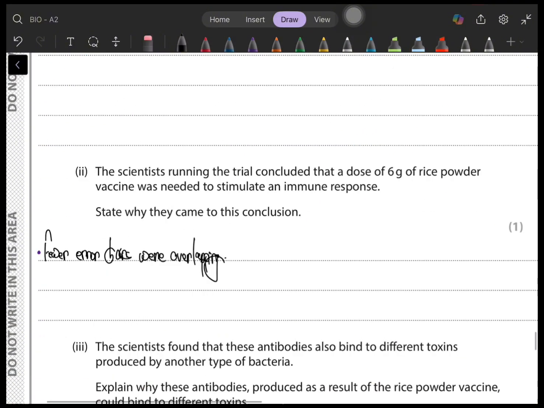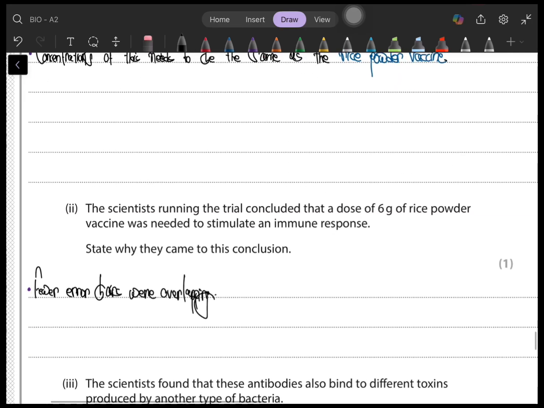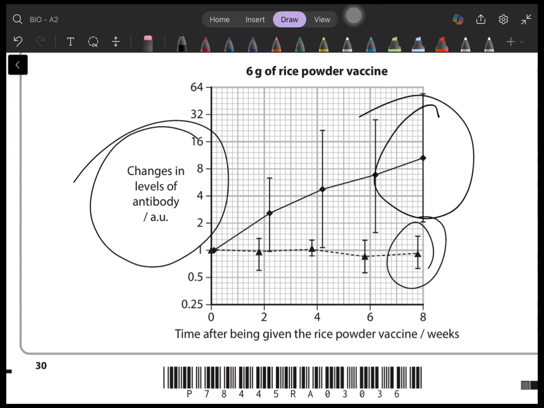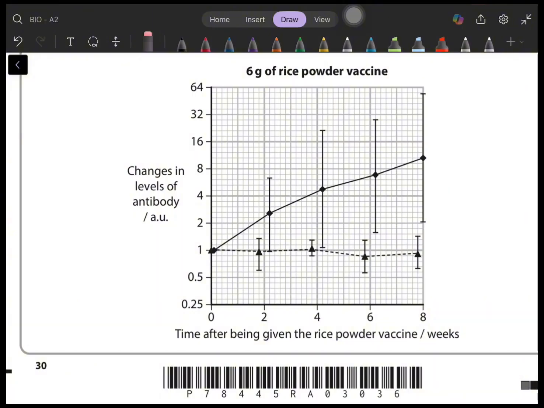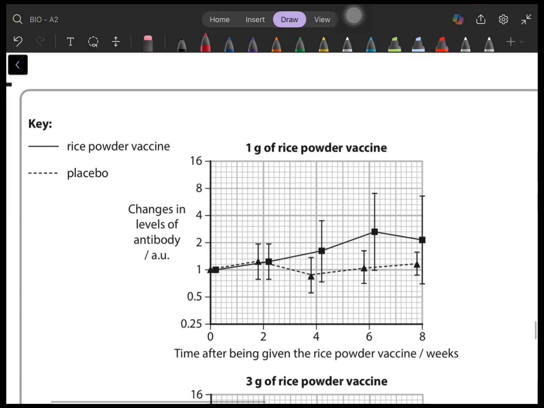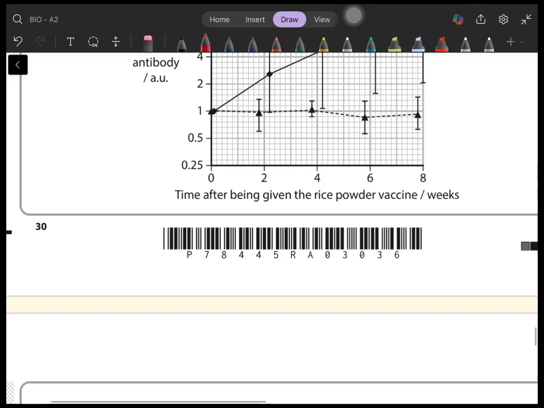rice powder vaccine, right? So the scientists running the clinical trials concluded that the dose of 6 gram of rice powder vaccine was needed to stimulate an immune response, right? Because yeah, you can see that the change in levels of antibodies is the highest, and also the error bars don't overlap, which means that the data are significant for 6 gram. However, for 3 grams and 1 gram, the error bars are overlapping, right?